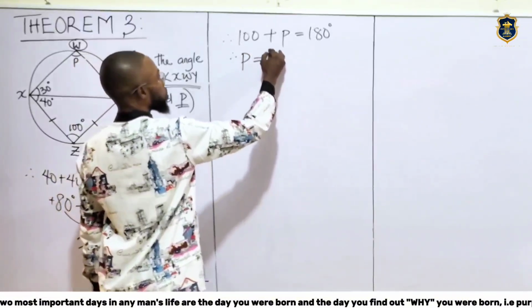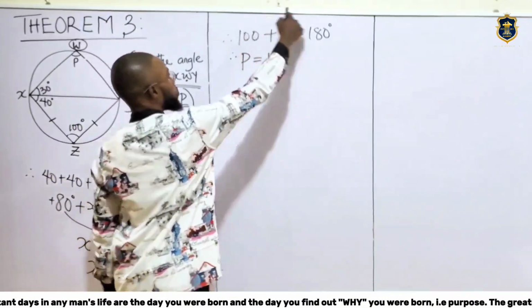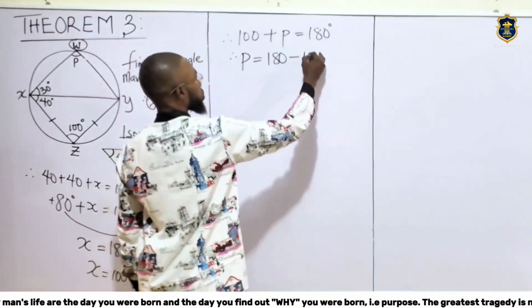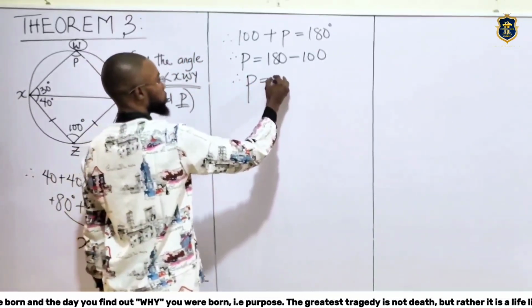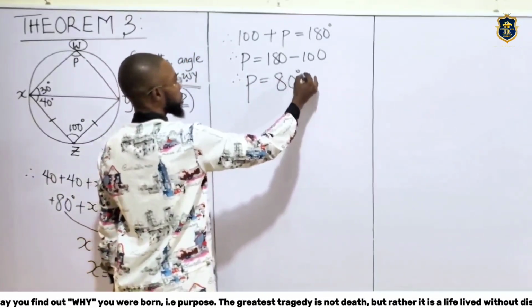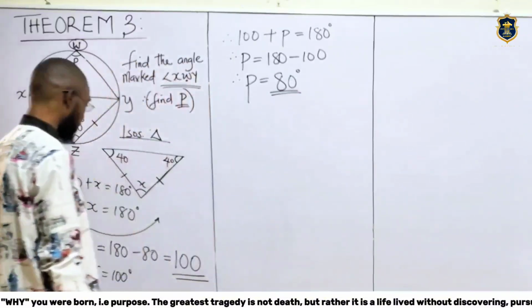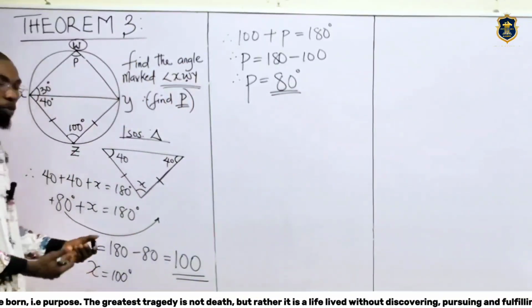So we know what happens now. P becomes 180, that is, if we move 100 the other way, minus 100. So that our P becomes 80 degrees. See how easy it is. It's very easy. If you just try and apply it, you see how easy it is.